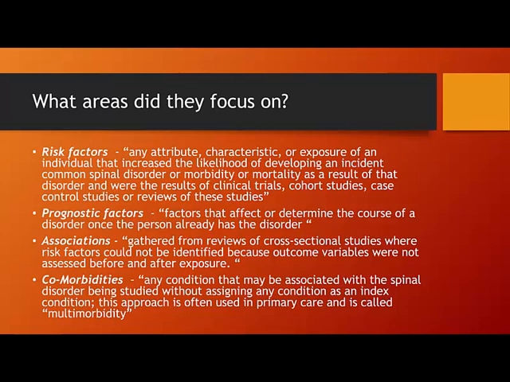Prognostic factors were, quote, factors that affect or determine the course of a disorder once the person already has the disorder, unquote. Associations were, quote, gathered from reviews of cross-sectional studies where risk factors could not be identified because outcome variables were not assessed before and after exposure, unquote. And comorbidities were, quote, any condition that may be associated with the spinal disorder being studied without assigning any condition as an index condition, unquote. And obviously, there may be overlap among these different designations.